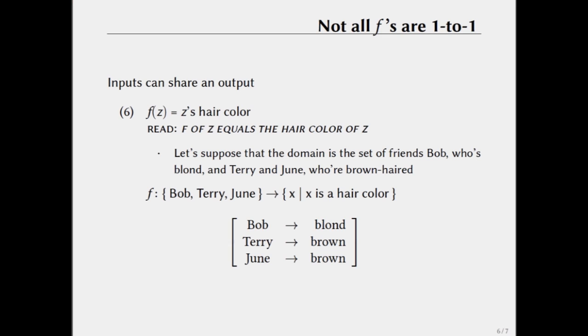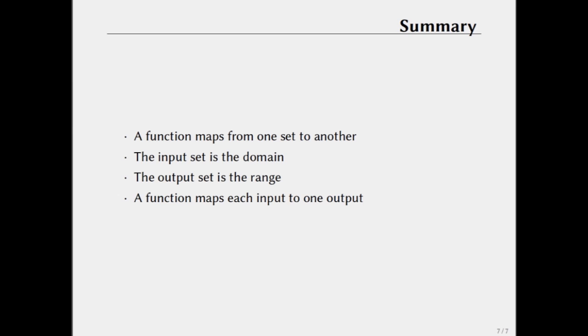So to summarize, a function maps from one set to another. The input set is the domain, the output set is the range, and the function maps each input to one output.